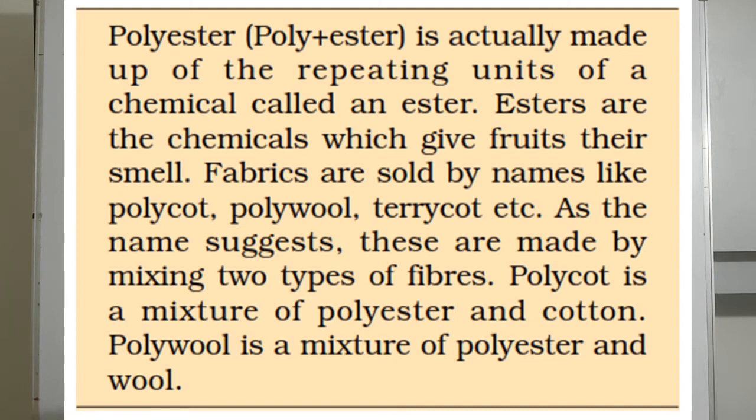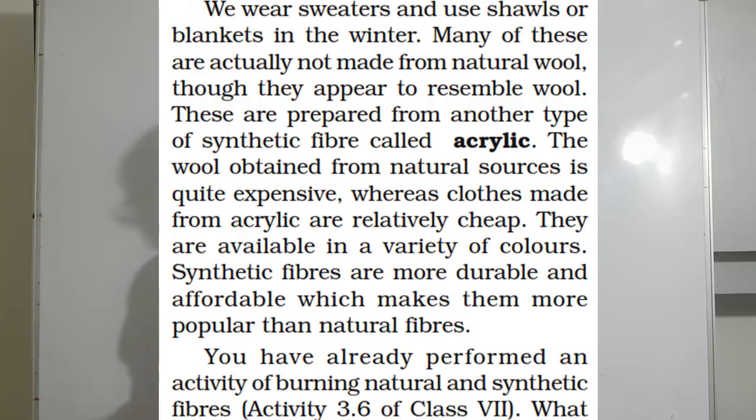Fabrics are sold by names like polycot, polywool, terrycot, etc. As the name suggests, these are made by mixing two types of fibers. Polycot is a mixture of polyester and cotton. Polywool is a mixture of polyester and wool. We wear sweaters and use shawls or blankets in the winter. Many of these are actually not made from natural wool, though they appear to resemble wool. These are prepared from another type of synthetic fiber called acrylic.